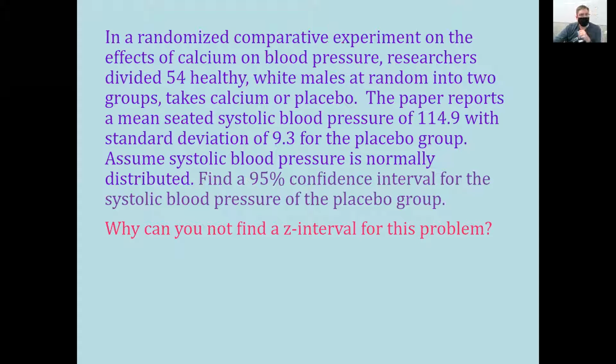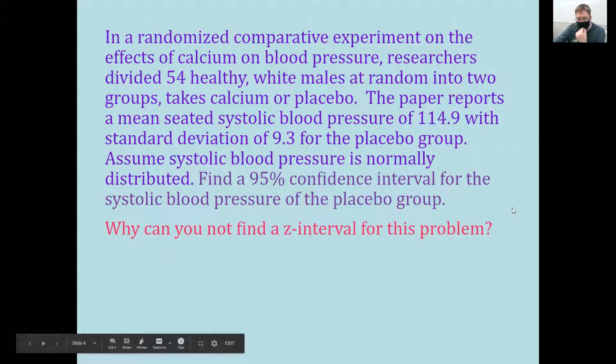Okay, so in a randomized comparative experiment on the effects of calcium on blood pressure, researchers divided 54 healthy white males at random into two groups. One took calcium, one got the placebo. The paper reports a mean seated systolic blood pressure of 114.9 with a standard deviation of 9.3 for the placebo group. Assume systolic blood pressure is normally distributed. Find a 95% confidence interval for the systolic blood pressure of the placebo group.